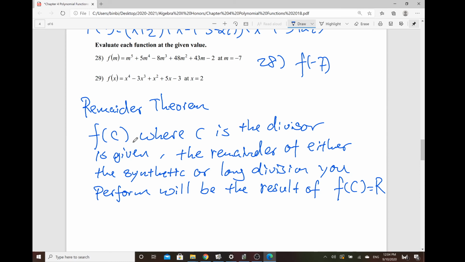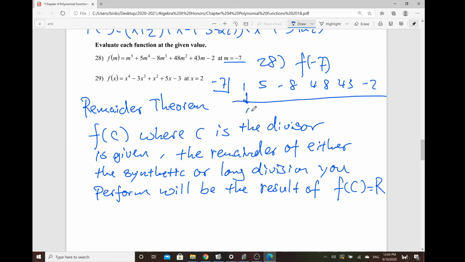Now let's do one example like this. What we have here is the value of c, which is -7. Now let's perform the long division or the synthetic division. I'm sure you guys like the synthetic division better. So let's take out the coefficients: 1, 5, -8, 48, 43, and -2. And the divisor, which is the value of c, is -7. Now let's find the remainder.